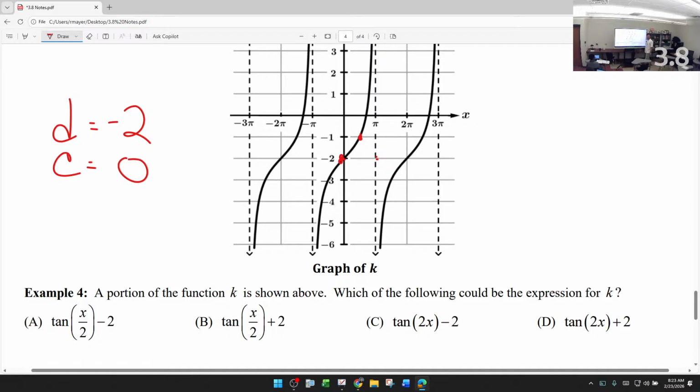The period for tangent is pi. This goes from here to here. That's the repeated times. Yes? You can look at asymptotes, or zeros, or inflections, or wherever you want to start and end. Wherever it repeats itself is the period. So I will go from here to here, which is 2 pi. So the period for this graph is 2 pi.